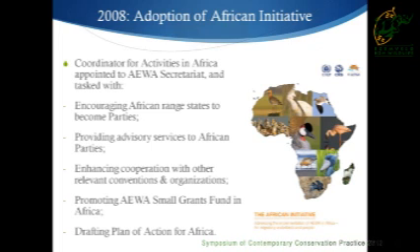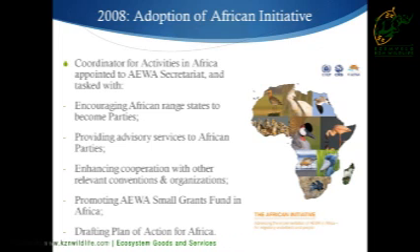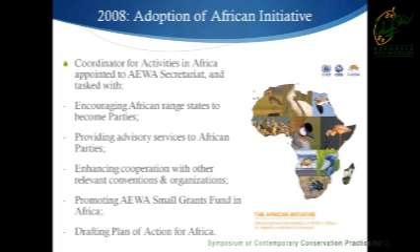The very first step that was taken in this regard was to create a post for an African coordinator on the EAWA Secretariat. So we now have a woman from Cameroon. She's the only African member of the EAWA Secretariat, and she's dedicated to coordinating the African initiative. She's been set a number of tasks. The first of these is to encourage African range states to actually become parties to the agreement.